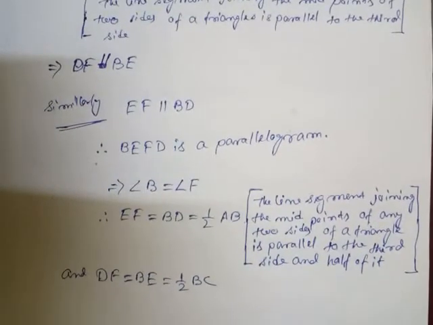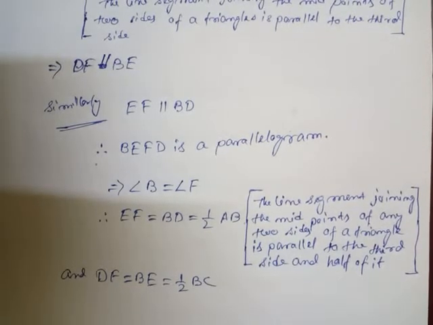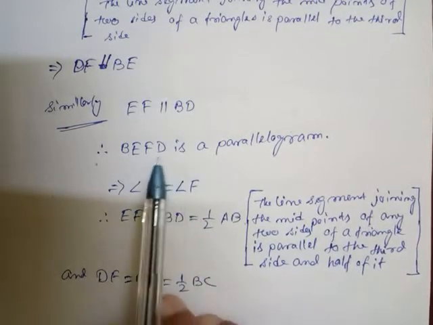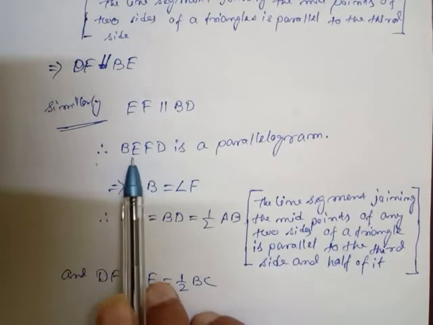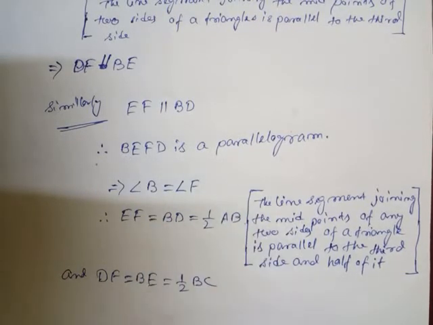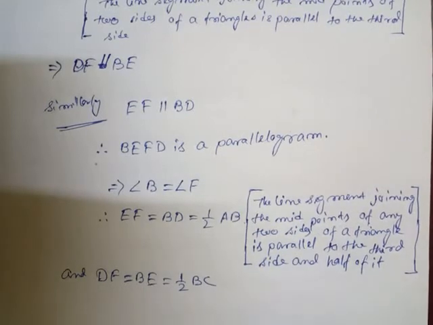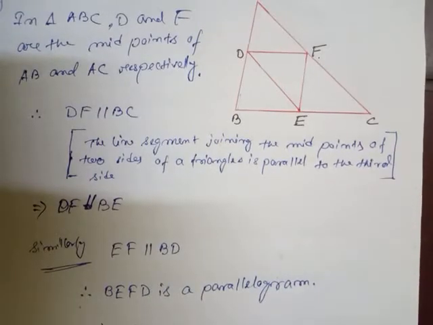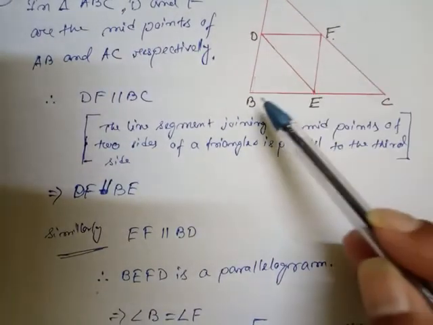So using the same theorem here: the line segment joining the midpoints of any two sides of a triangle is parallel to the third side and half of it. Class 9 theorem. So students, depending on BEFD being a parallelogram, we have got these two points. Now in the next part, this is all about the parallelogram BEFD.